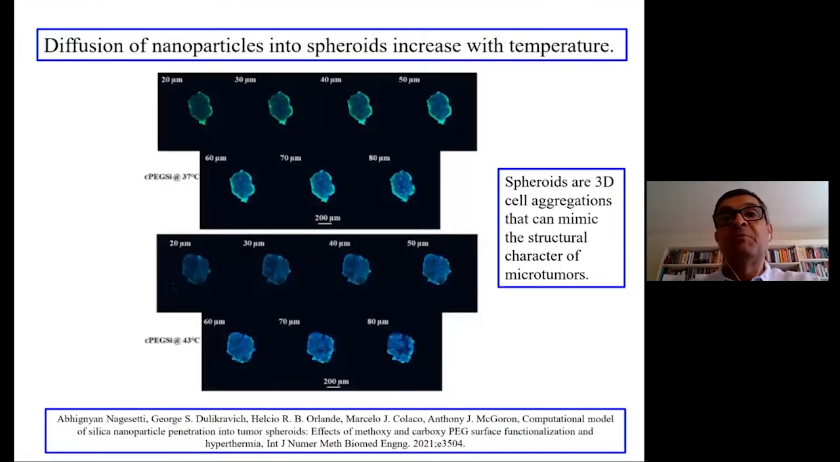Just before finishing, I would like to mention some recent experimental results of Professor McGowan, revealing that the diffusion of nanoparticles into spheroids increases with temperature. A fluorescence technique was used to directly measure the concentration of the nanoparticles in the spheroid. And the figure on the top shows that the nanoparticles were more concentrated in the periphery of the spheroid when the incubation temperature was 37 centigrade. But on the other hand, the fluorescence was more diffuse, and the nanoparticles penetrated deeper into the spheroid when it was incubated at 43 centigrade, as shown by the figure on the bottom.